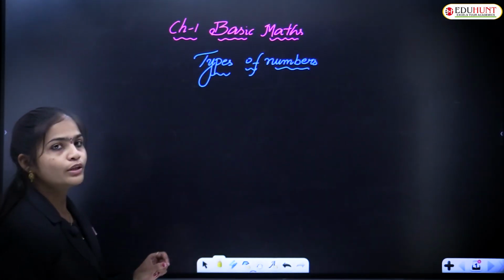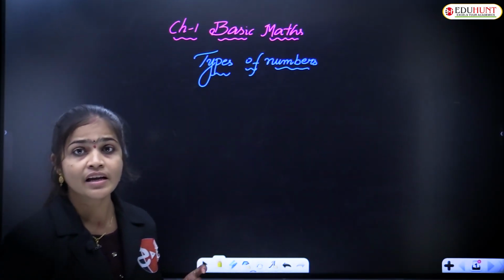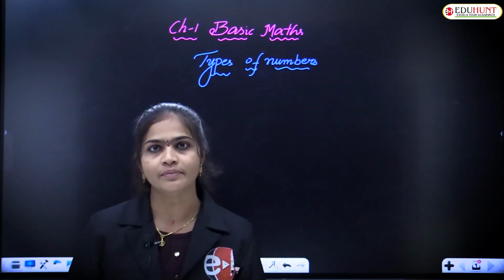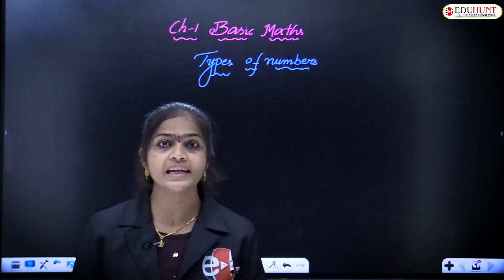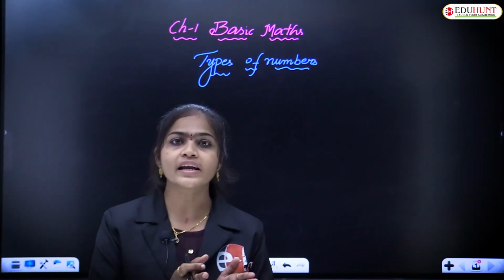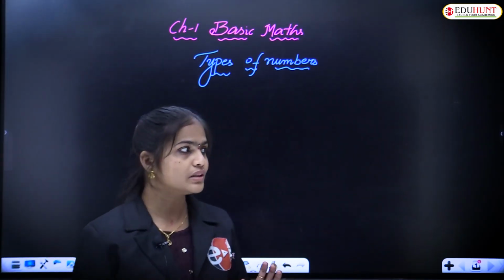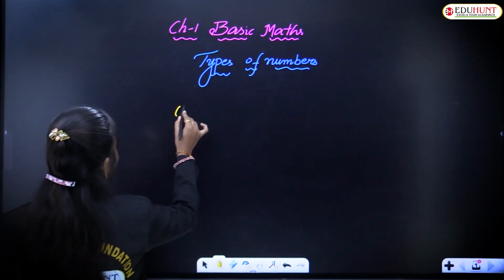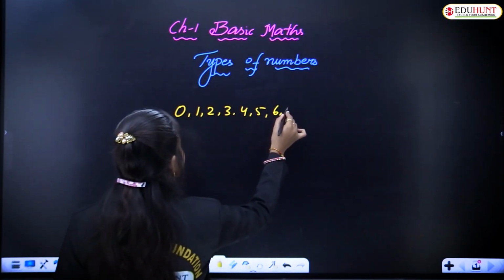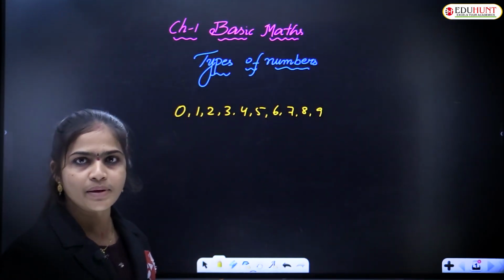Before discussing the types of numbers, once again I am going to tell you about digits. What do digits mean? A digit is a symbol which can be used to make a numeral. Those symbols we use to make a numeral or a number are called digits. I told you that 0 to 9 are called digits: 0, 1, 2, 3, 4, 5, 6, 7, 8, 9. We use these digits to make a numeral or a number.